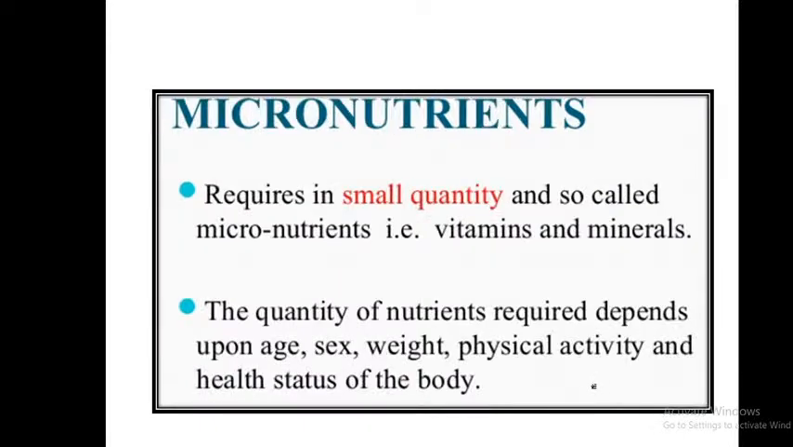ഇനി മൈക്രോന്യൂട്രിയൻസ് എന്ന് വെച്ചാൽ അളവിൽ കുറച്ച് വേണ്ടത്, അതിനെയാണ് മൈക്രോ ന്യൂട്രിയൻസ് എന്ന് പറയുന്നത്. എക്സാമ്പിൾസ് ആർ വൈറ്റമിൻസ് ആൻഡ് മിനറൽസ്. കുറച്ച് മതി, അതിനെയാണ് മൈക്രോ എന്ന് പറയുന്നത്. ആൻഡ് ദ ക്വാണ്ടിറ്റി ഓഫ് ദീസ് ന്യൂട്രിയൻസ്, ഈ മാക്രോ ന്യൂട്രിയന്റും മൈക്രോ ന്യൂട്രിയന്റും ഓരോ വ്യക്തിക്കും അളവ് വേറെ വേറെ ആണ് വേണ്ടത്. The quantity or amount of nutrients required depends upon age, sex, weight, physical activity, sedentary activity.